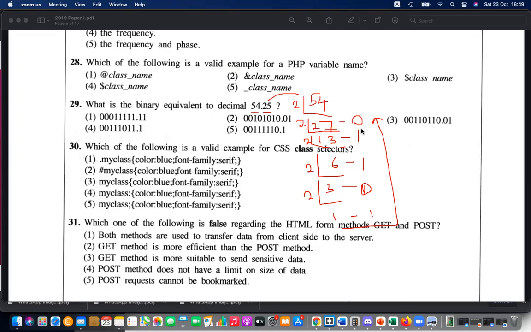What is that? Am I calculating correctly? 54 divided by 2 is 27, remainder 0. Then 13, remainder 1. Yes, that is correct. 32 plus 16 is 48, 48 plus 4 plus 2 is 54. So 110110. I think the answer is all right.